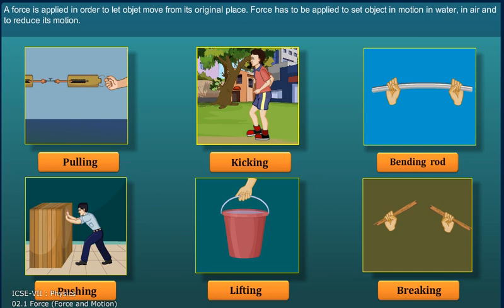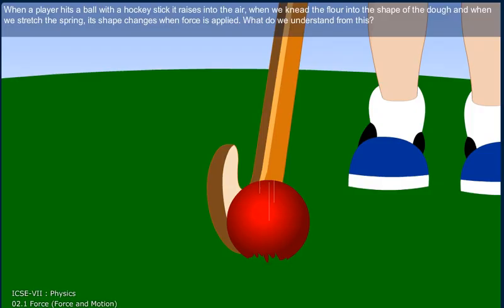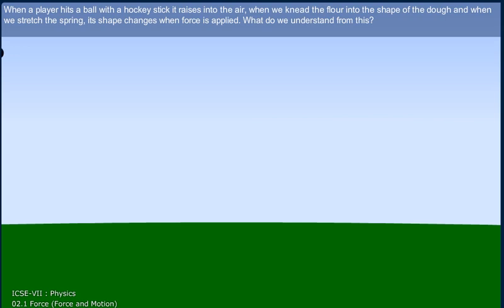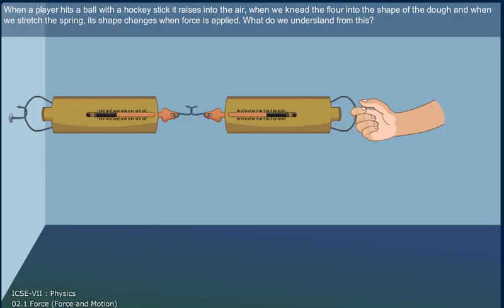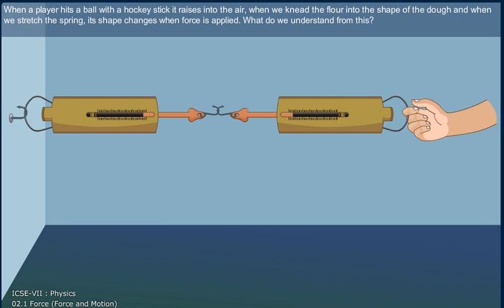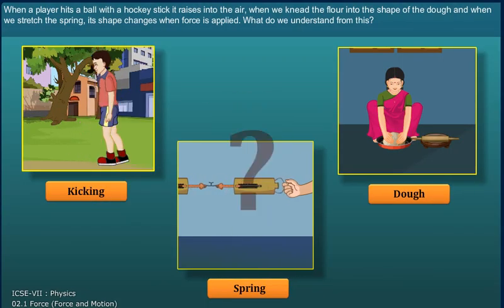Force has to be applied to set an object in motion in water, in air, and to reduce its motion. When a player hits a ball with a hockey stick, it rises into the air. When we knead the flour into the shape of a dove, and when we stretch a spring, its shape changes when force is applied. What do we understand from this?